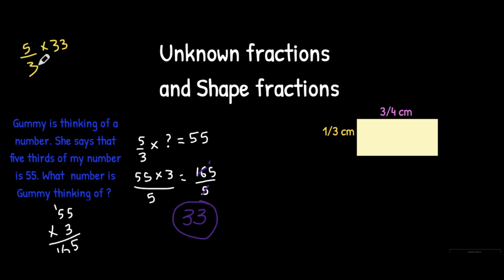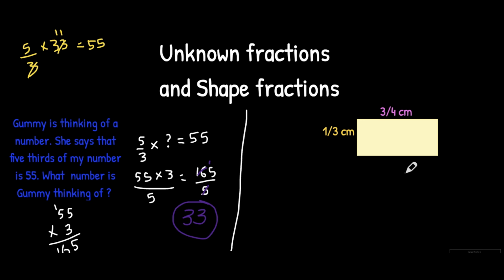Remember the method I taught you? 3 goes into 33 how many times? It goes in 11 times. Then 11 times 5 is a clean 55. You see that? Not so difficult, was it? Now let's move on to doing shapes.